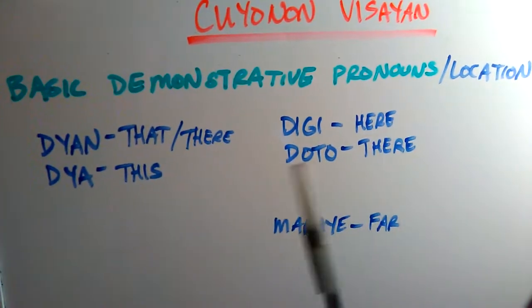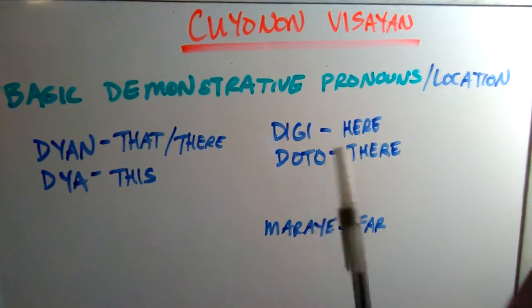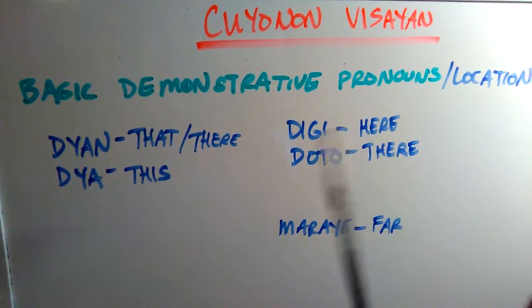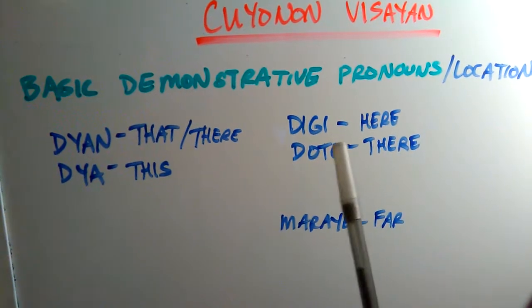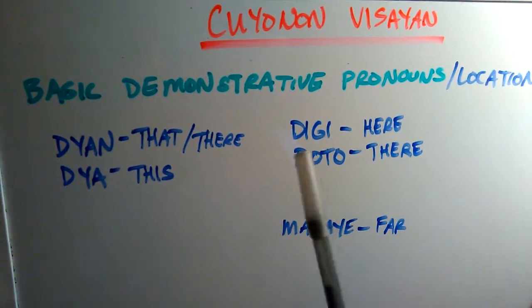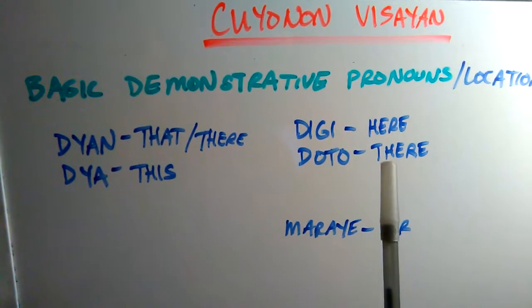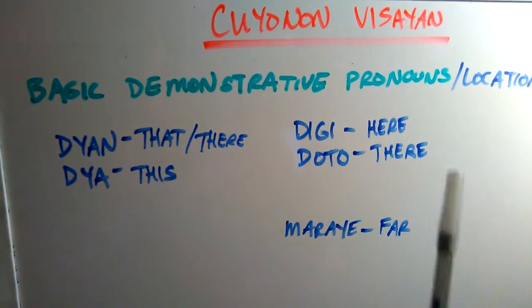And finally, we have our location words as well. So digi and dutu, right? Digi means here, right? Digi, that e meaning here, and that dutu meaning there, dutu. So digi and dutu meaning here or there.